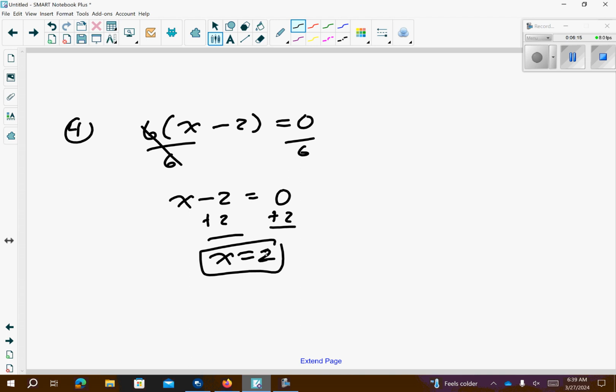Answers are sometimes referred to as a solution. So answer and solution mean the same thing. So if I plug 2 back into our original problem, the answer will work out to be 0.